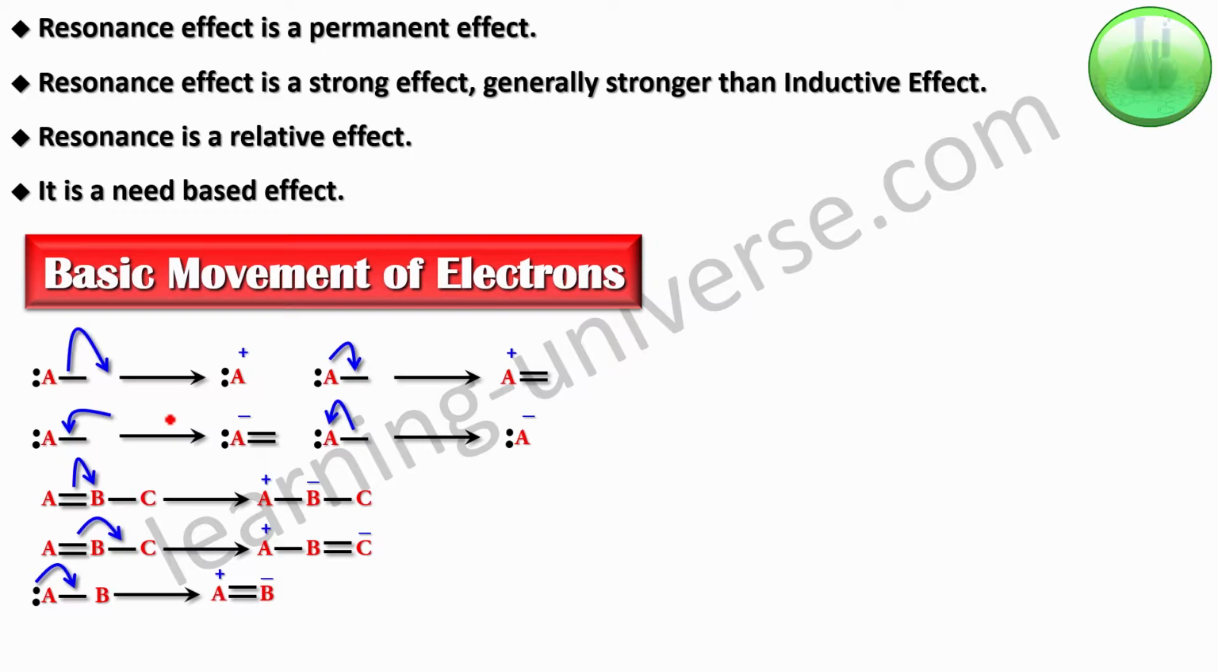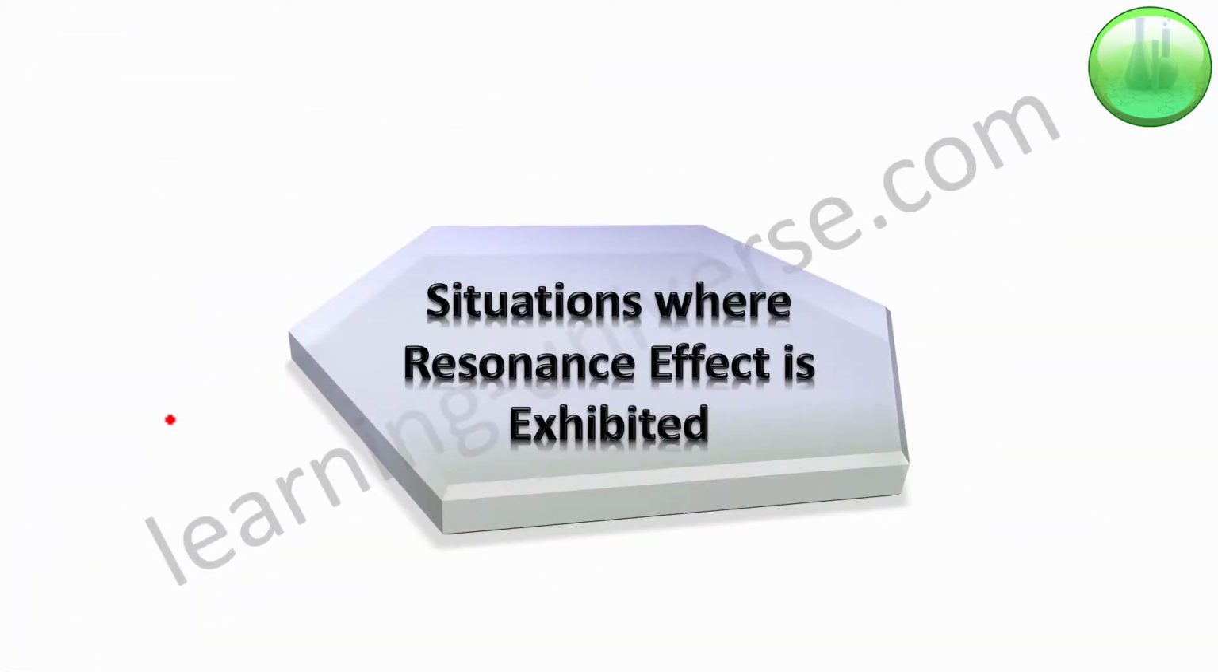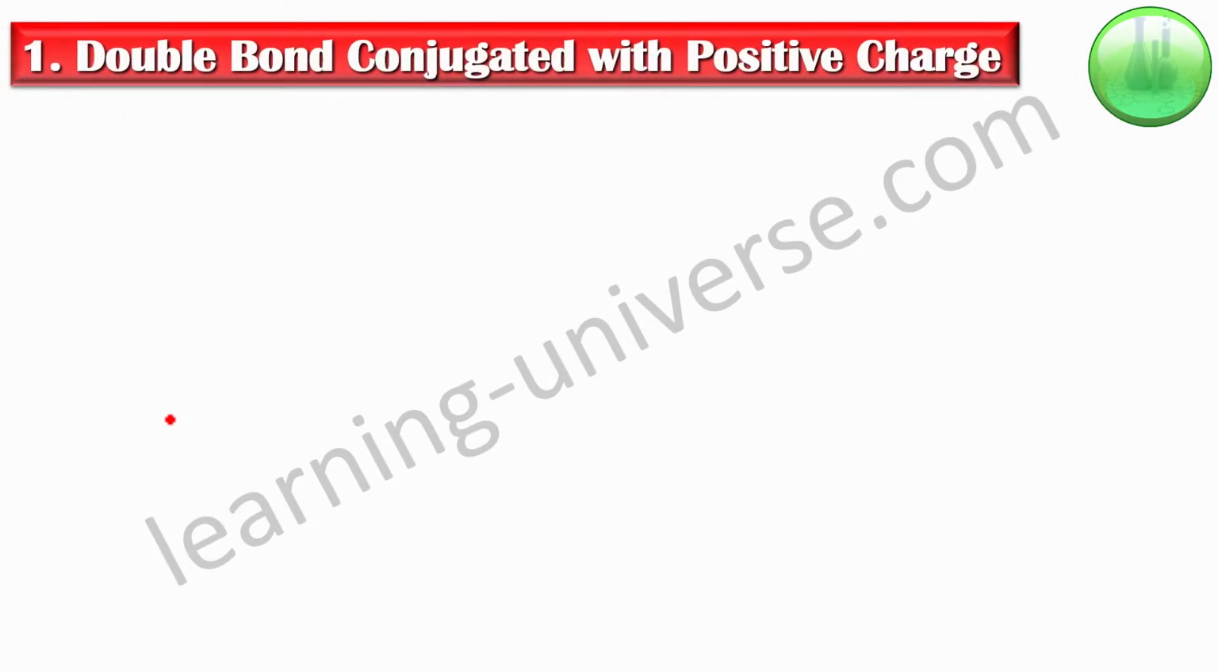So now that we have seen the basic movement of electrons, now let's look at the most important part, the situations where resonance is exhibited. So I'm going to take various situations. There are basically 7 basic situations when resonance is shown. The first of which I'm going to talk about is called double bond conjugated with positive charge.